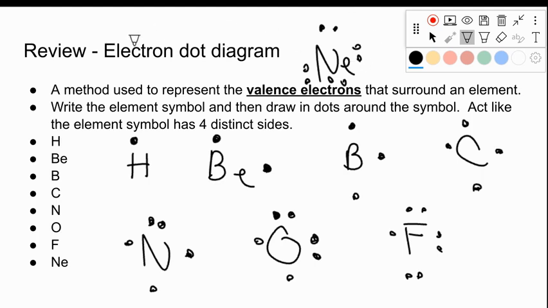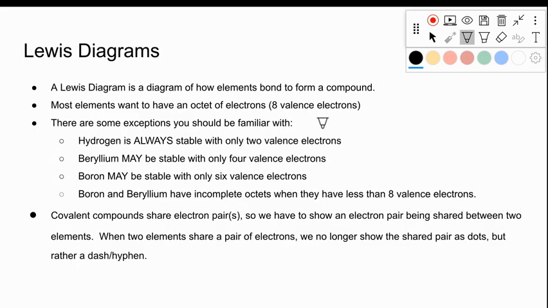Now our exception is helium. Helium has 2 total electrons, so it has 2 valence electrons, but we do not draw it the same way as beryllium, because beryllium is very chemically active, but helium is not. So we actually draw both of our dots on one side for helium. It doesn't matter which side, just one side. So a Lewis diagram is how we show that the elements form the compound. Again, most of the elements want to have that octet of electrons, the 8 valence electrons, but there are some exceptions, and you need to be familiar with these.